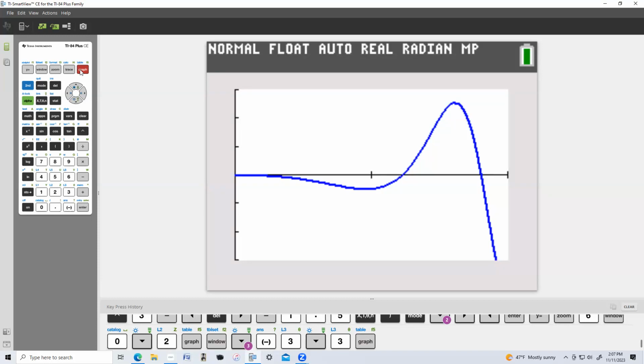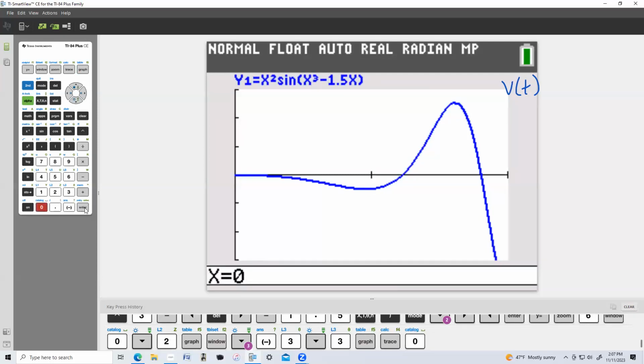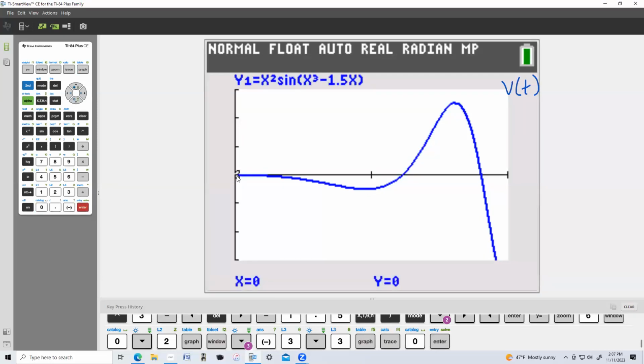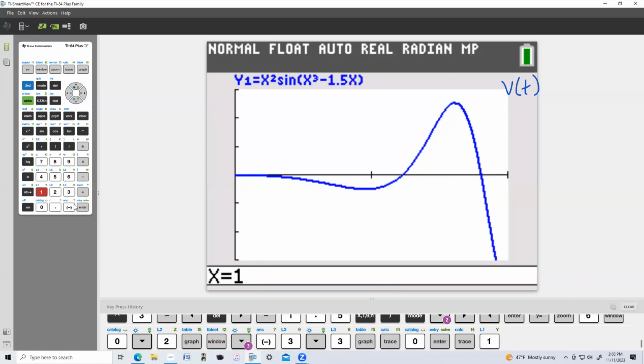One thing I'm going to note here on my screen is a little note to myself that we're looking at V of t. If you wanted to find out some velocities of the bug, my good people, you could just do this. This is the best way, in my opinion. You could hit trace, plug in 0, and hit enter. That means at time 0, when the bug is just starting to keep track of time, its velocity is 0. If I want to know its velocity at 1, I would hit trace 1, enter.